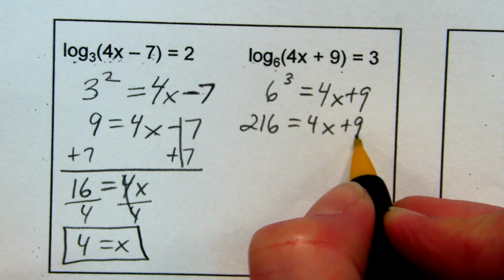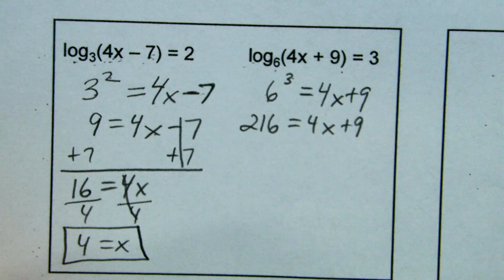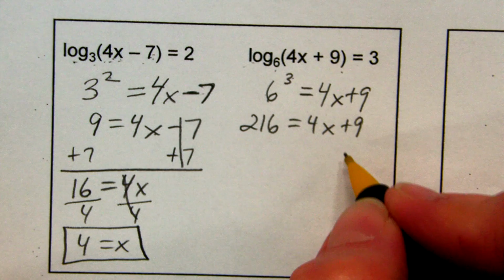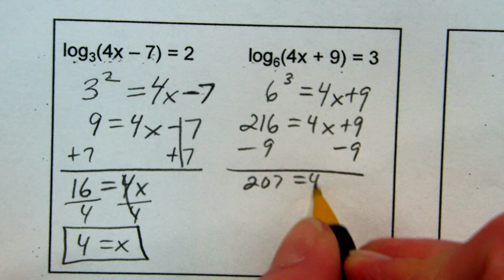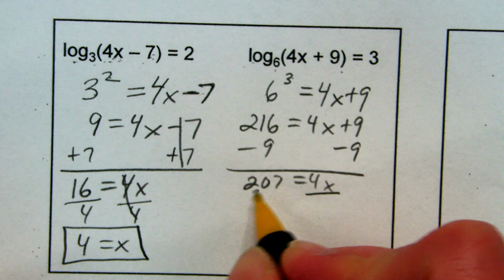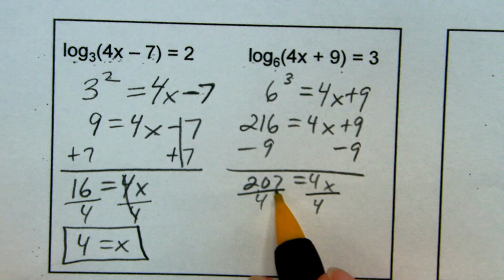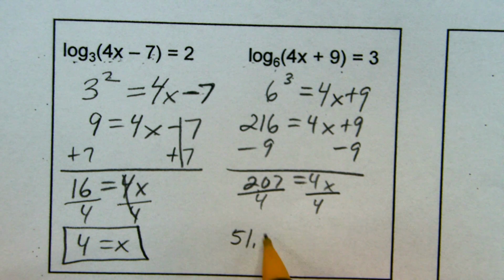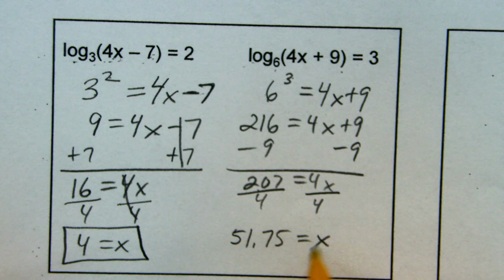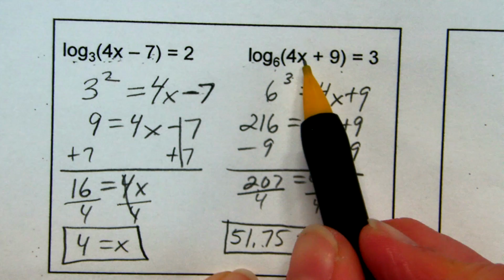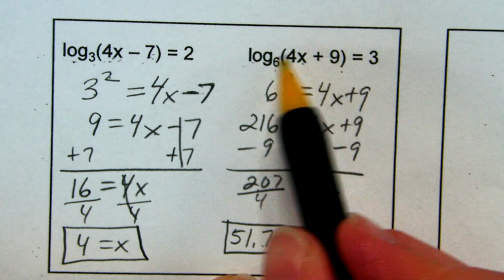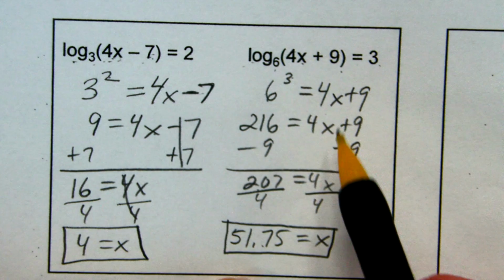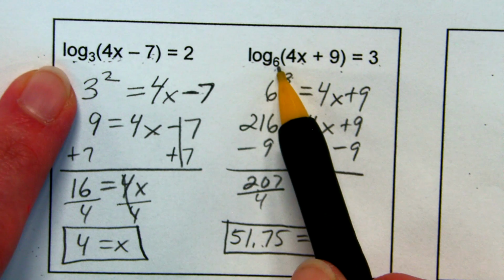Equals 4x plus 9. And then once we have it set up like this, it's just equations we already know how to solve. So we subtract 9 from both sides. We get 207 equals 4x. Divide by 4. And this one does not divide evenly. It comes out 51.75. But that's okay. And if you wanted to check your answer, you could put this back in here and use the change of base theorem that we just learned about and make sure that it comes out to be 3. But that's how you do these if there's only one log in the whole equation.